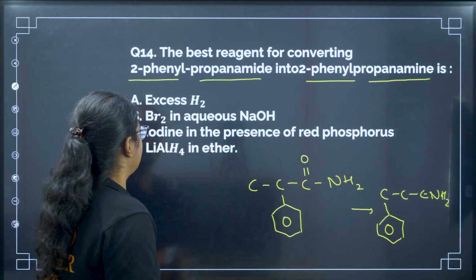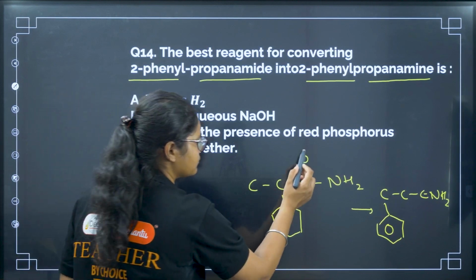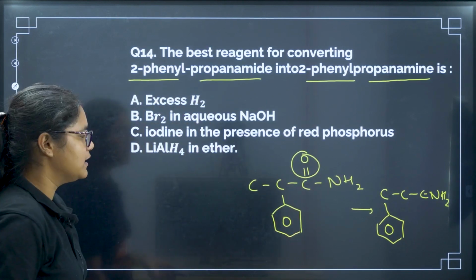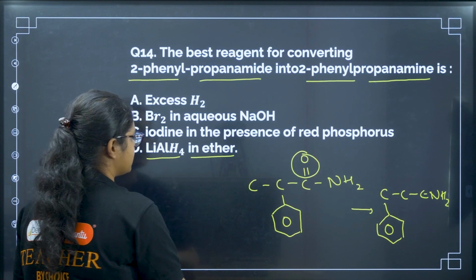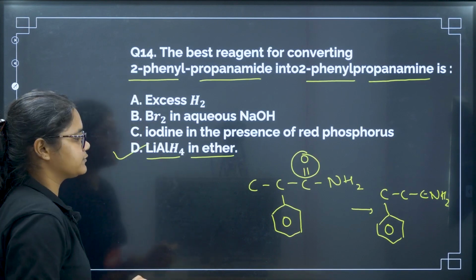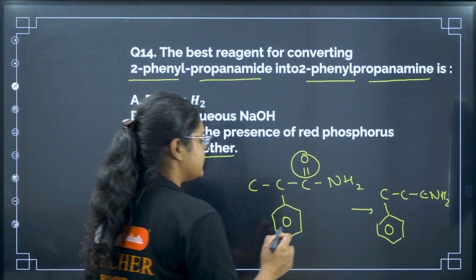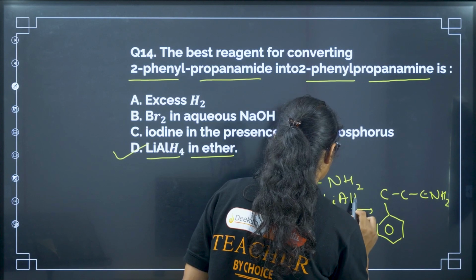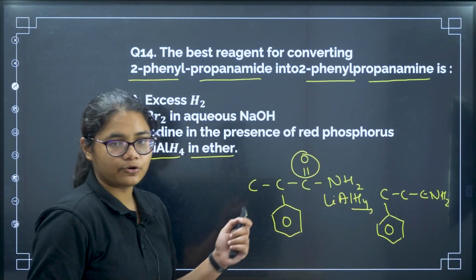Now if you see here, this CO group is reduced to a CH2 group. So that is done in the presence of LiAlH4 in ether. So the correct answer for this question will be option number D. So lithium aluminium hydride can reduce the amide group also, right?